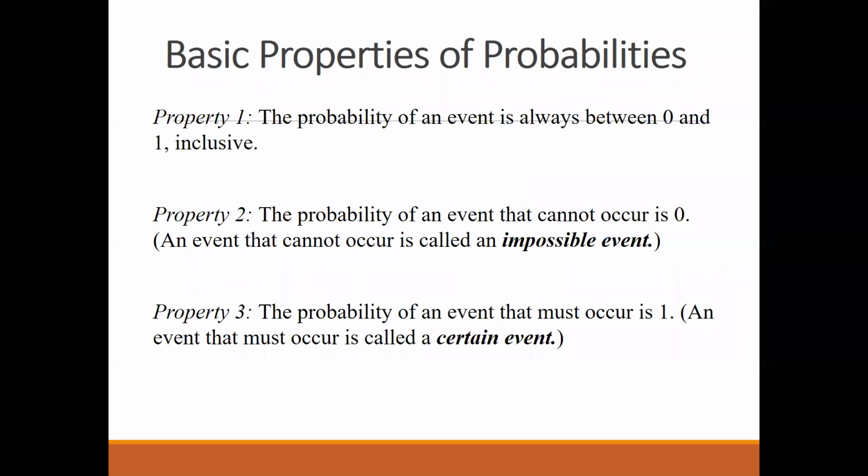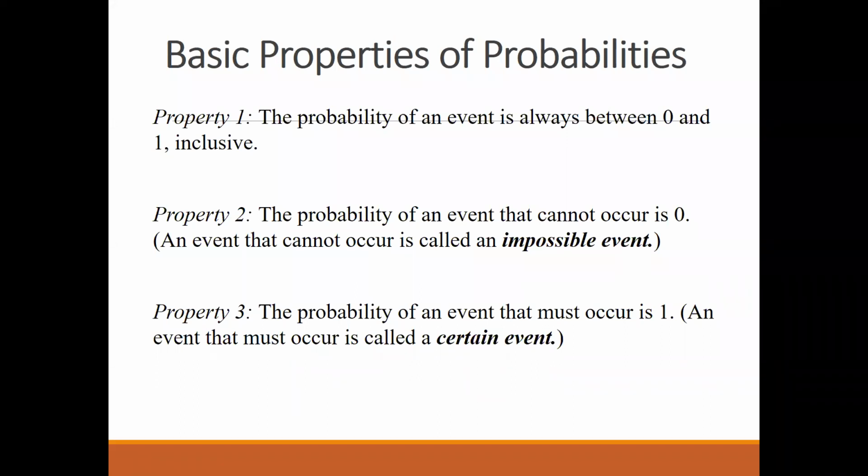Let us go ahead. Now, there are some properties you need to know. The basic properties of probabilities, please note them down if you want. The first property is that the probability of an event is always between 0 and 1. It cannot be negative, neither can it be greater than 1.